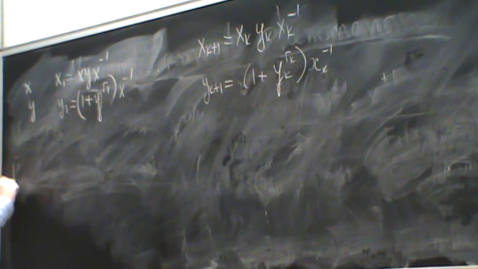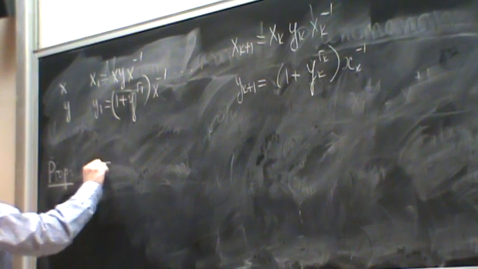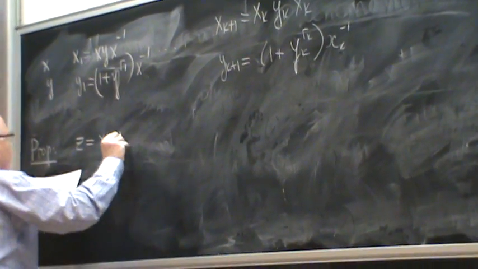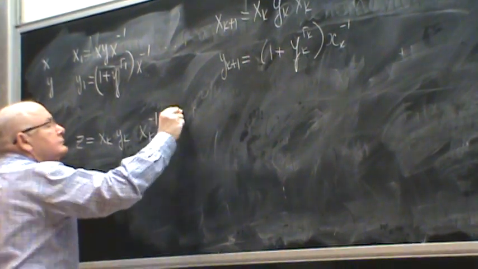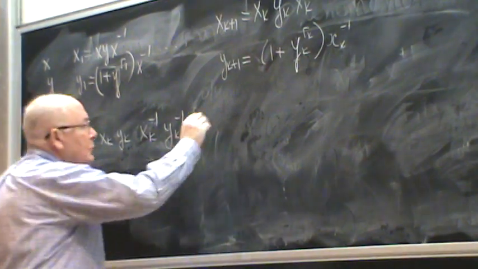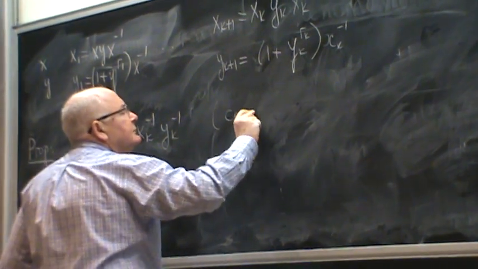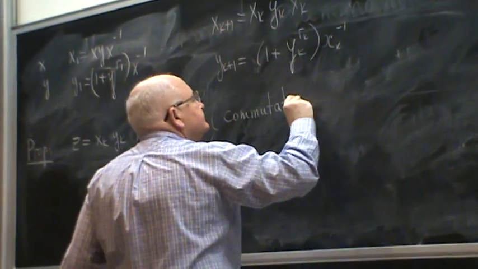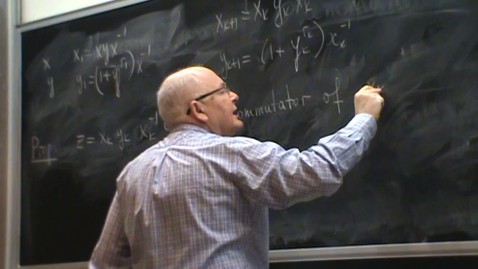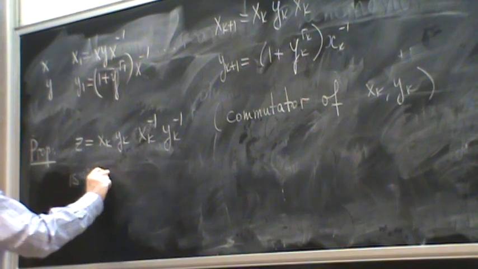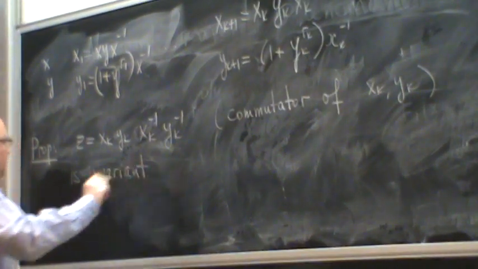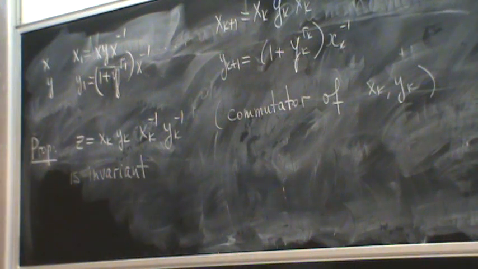So note that, proposition: the expression z, which can be written in this way, this is just actually anti-commutator. So this is just a commutator of xk and yk. And this is invariant. And this is actually one of the reasons Kontsevich was interested in this sequence.